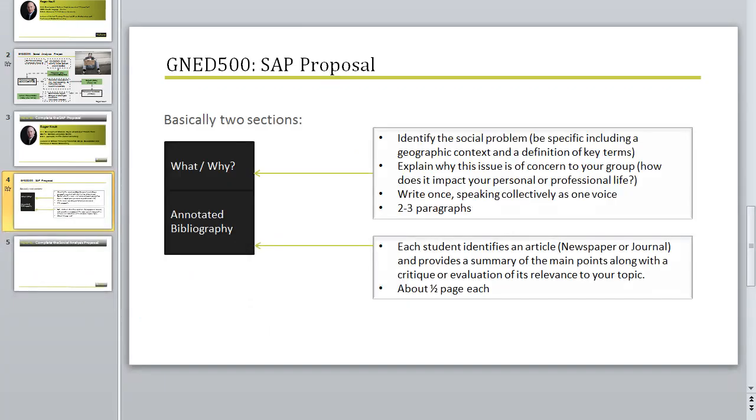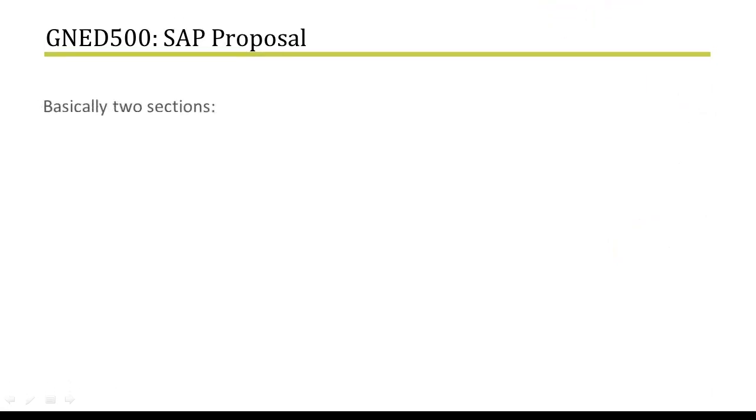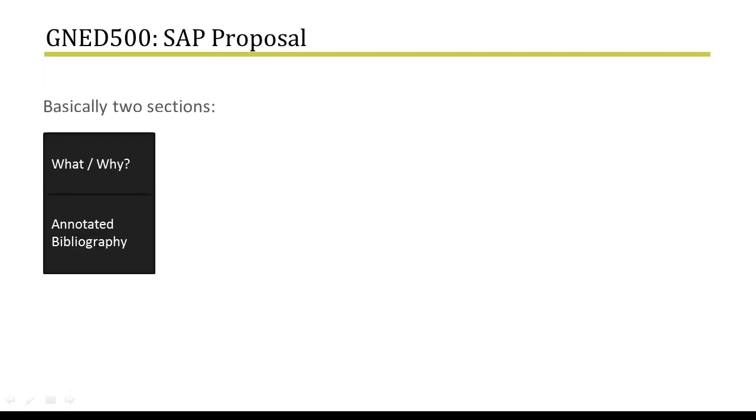Coming back more generally to see the big picture, the proposal actually contains two major sections. Basically the what and why of your report, meaning your proposal, written team document, and secondly the portion we call the annotated bibliography.